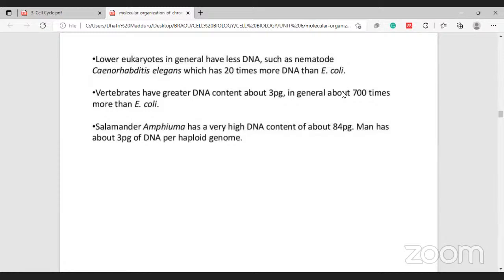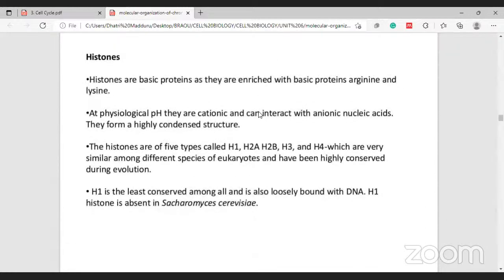Vertebrates have greater DNA content, that is 3 picograms, which is 700 times more than E. coli. And salamander has a high DNA content of 84 picograms, whereas human beings have only about 3 picograms of DNA per haploid genome. See, salamander is having 84 picograms, so it is nowhere comparable. It is very high. That means the complexity is not related to the genetic material present. Okay, is it clear? This is C-value paradox.